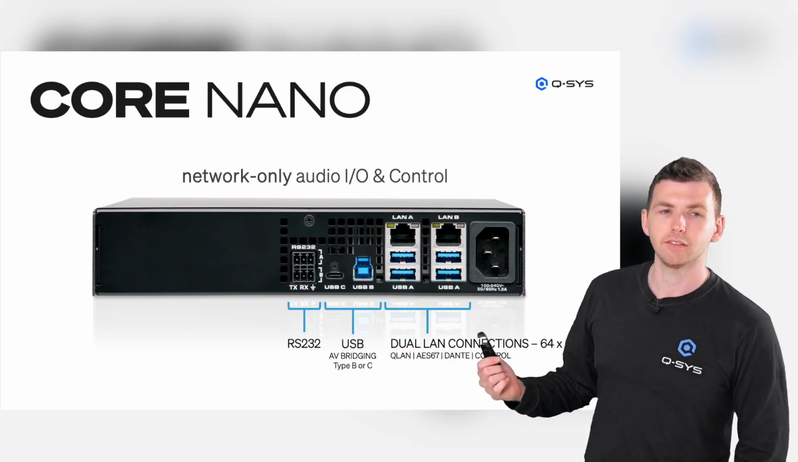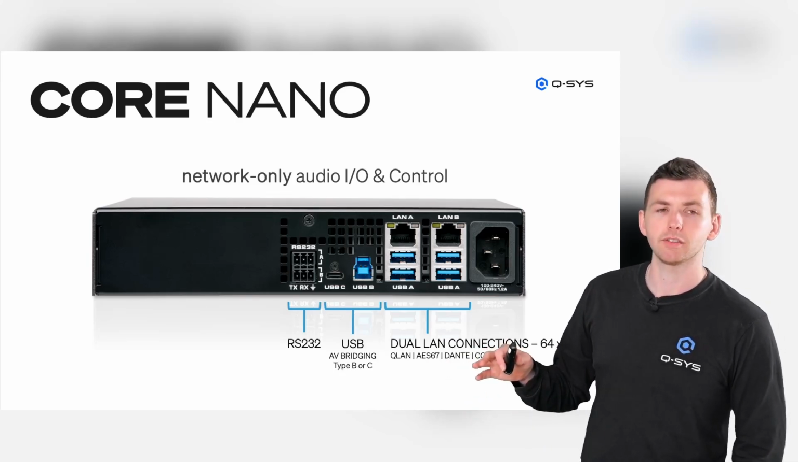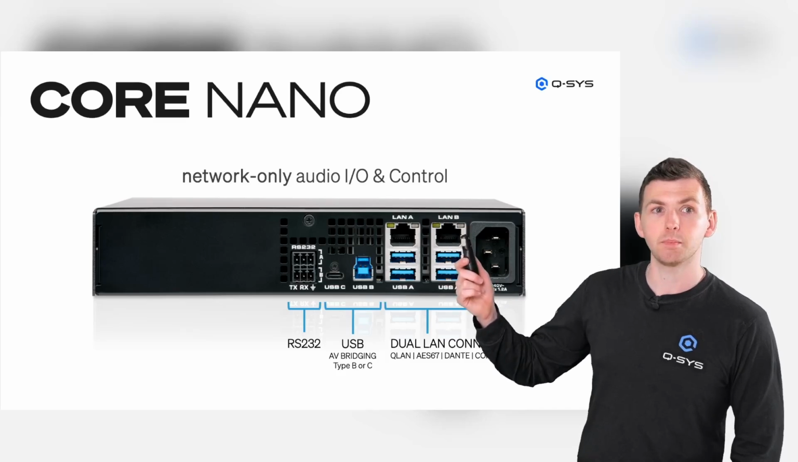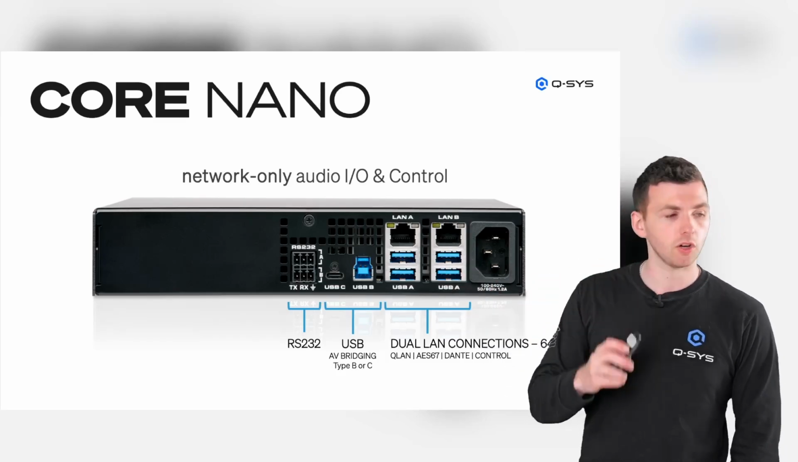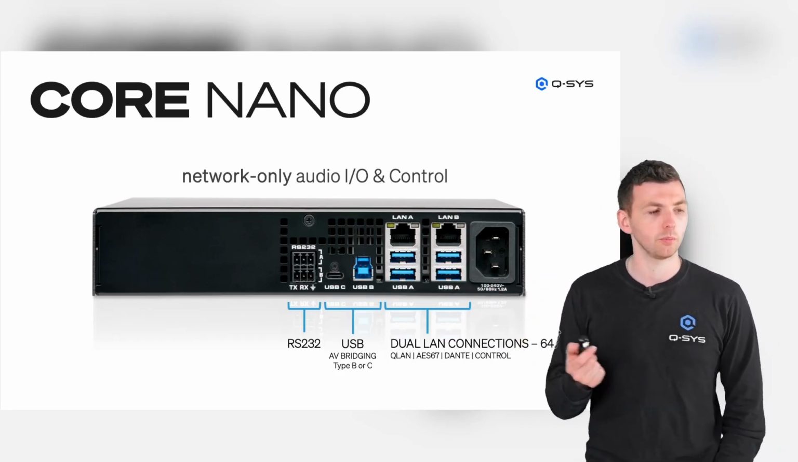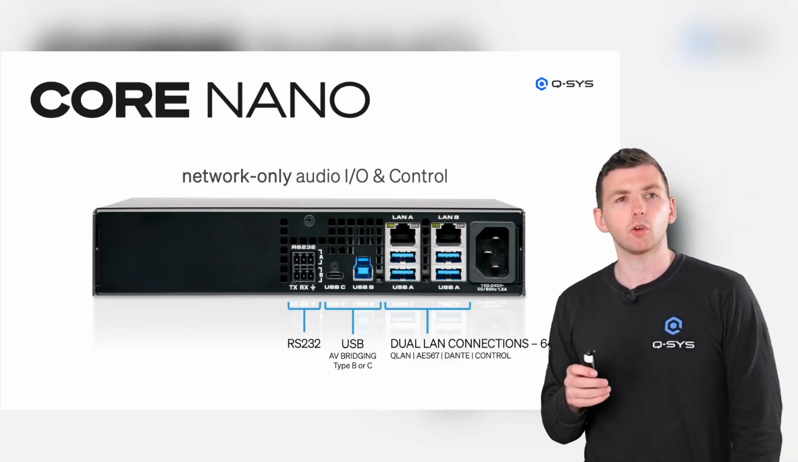QLAN, AES67, Dante, control, everything can be done over LAN A. You might want to use LAN B for certain things, and we'll talk about that some more later when we get into more complex rooms. So what about the Core 8 Flex?